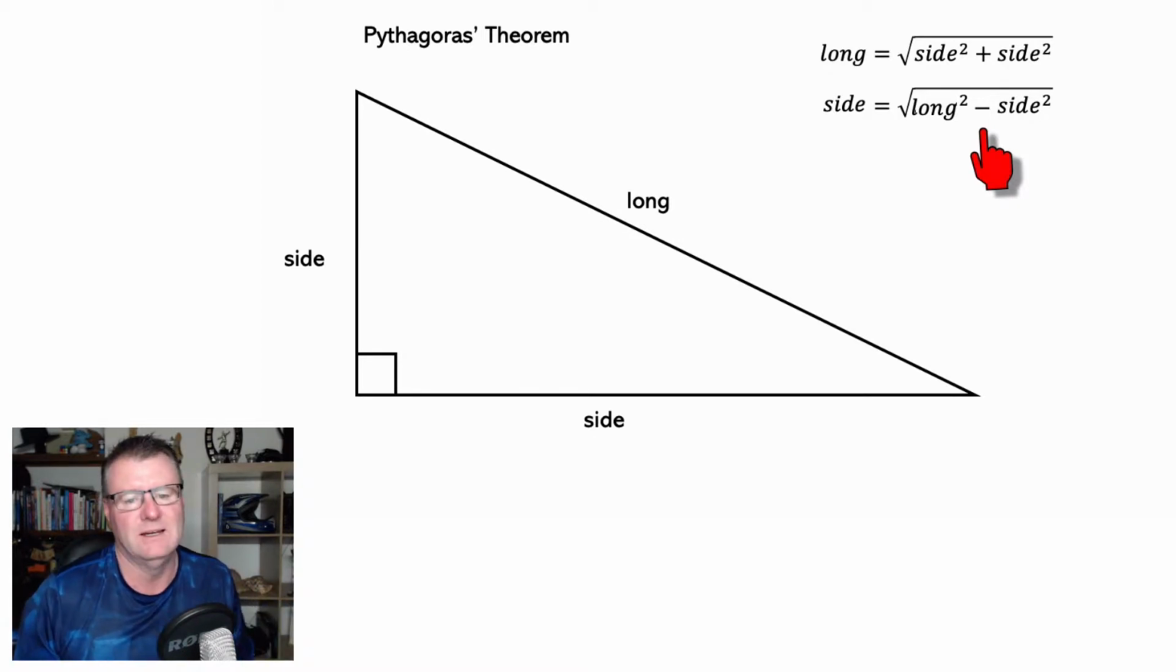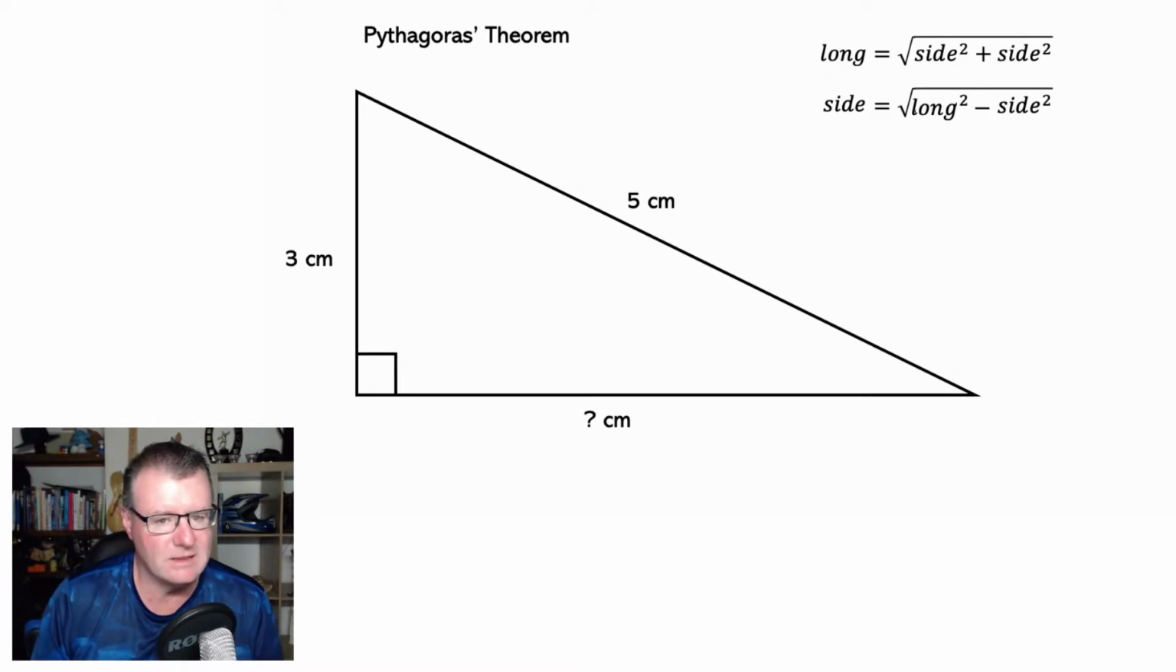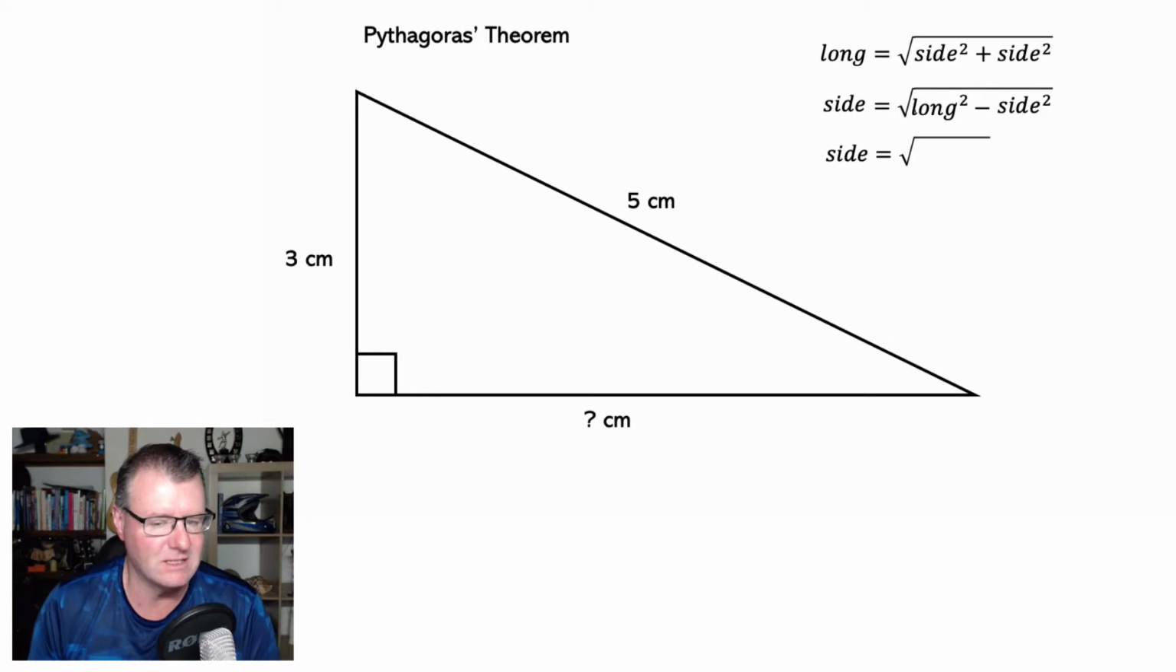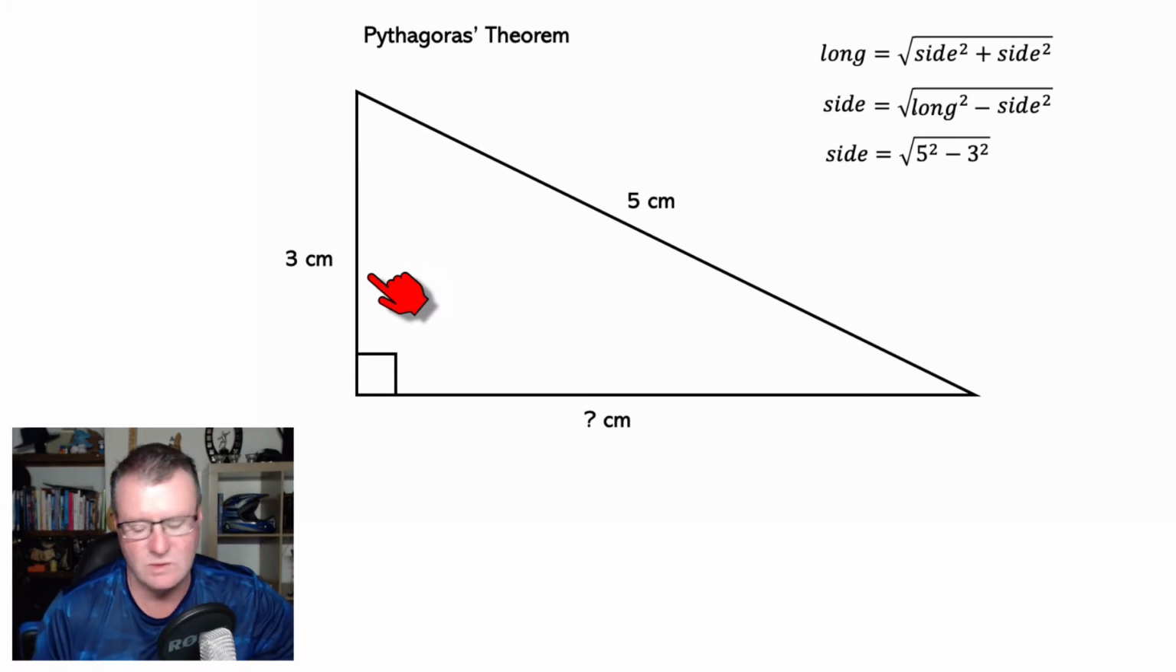Now we can use that formula to solve a problem. Looking at this triangle, it's a right angle triangle. I'm given the length of the long side. It's one of the short sides that I don't have, so I'm going to use my second formula. Side equals. Now let's substitute in the things that we know. I know that the long side is 5 centimeters, so I'm going to put the 5 squared. Don't forget this becomes a minus for this one. If we're finding a short side, it's minus, not a plus. And the other side, which is this one over here, the 3 goes in there. So my unknown side length is the square root of 5 squared minus 3 squared.